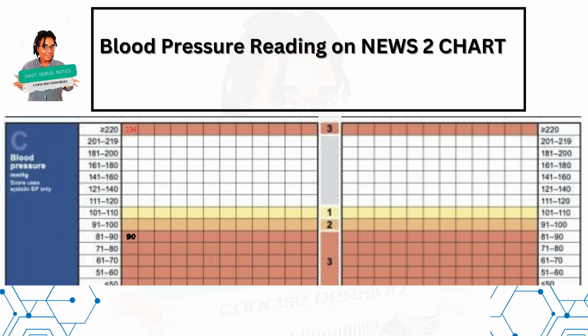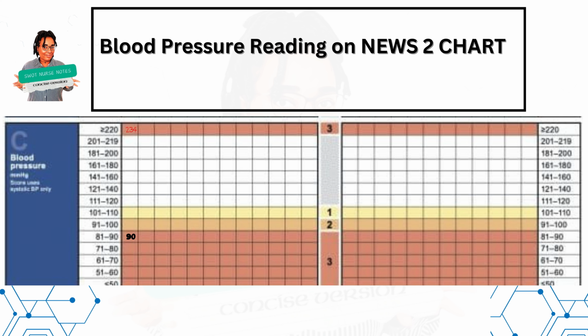Now let's use examples. Example 1. Let's say that you have a systolic blood pressure reading of 234 millimeters of mercury. Where would you write this reading? As seen on the NEWS 2 chart in red, you would write this in the section, row, of systolic readings greater than or equal to 220 millimeters of mercury. Why? Because the systolic reading 234 millimeters of mercury exceeds the range of what the NEWS 2 score chart states. Please observe that the score at the end of this row is 3.